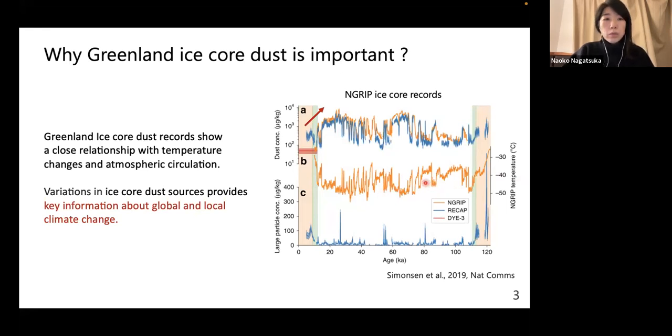These are Greenland ice core records showing dust concentration and temperature change. There is a strong negative correlation between them. During the glacial period, dust concentration was substantially higher than in the interglacial, which is attributed to changes in aridity and dust storm activity in Central Asian deserts, as well as atmospheric circulation patterns. In this way, ice core minerals can provide key information about global and local climate change.